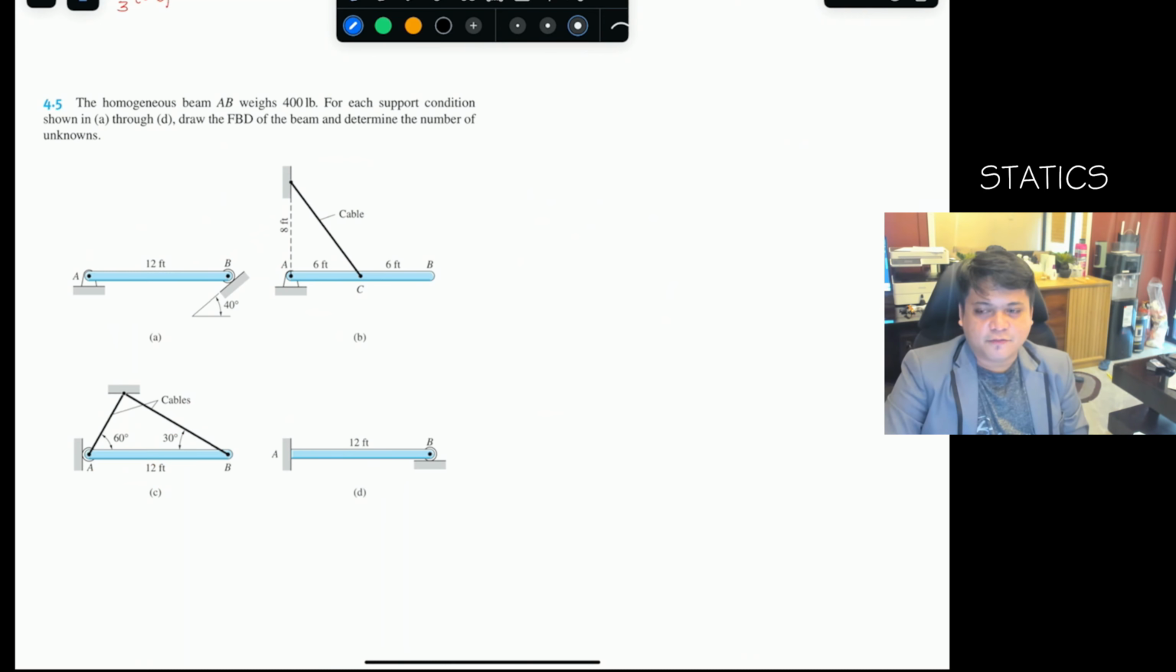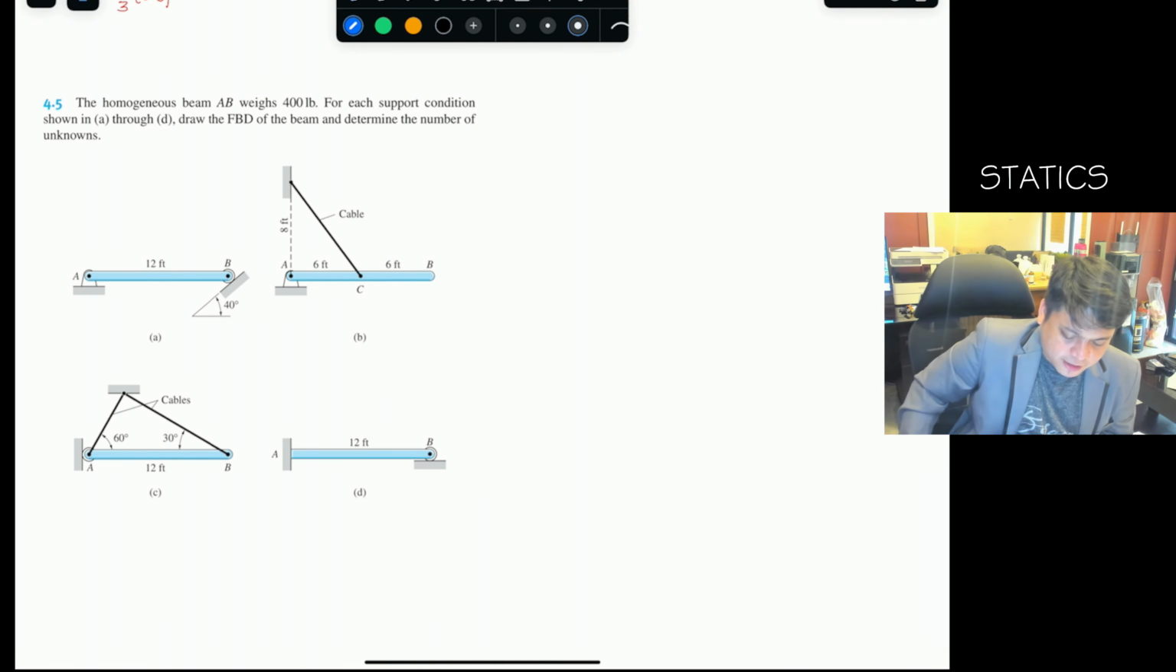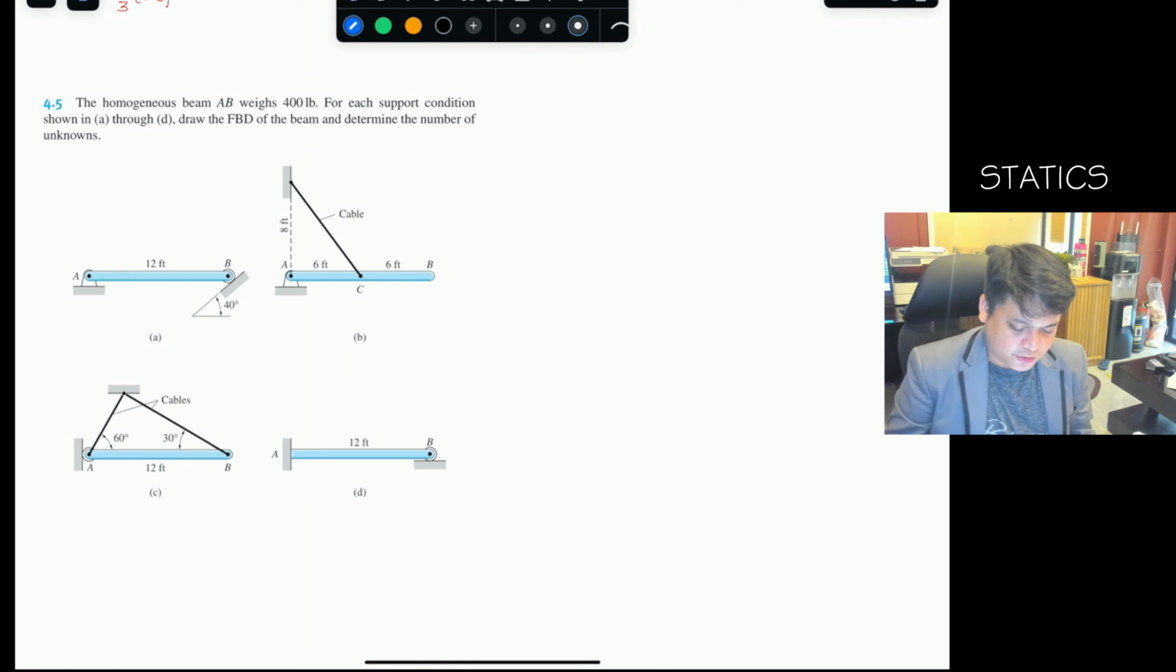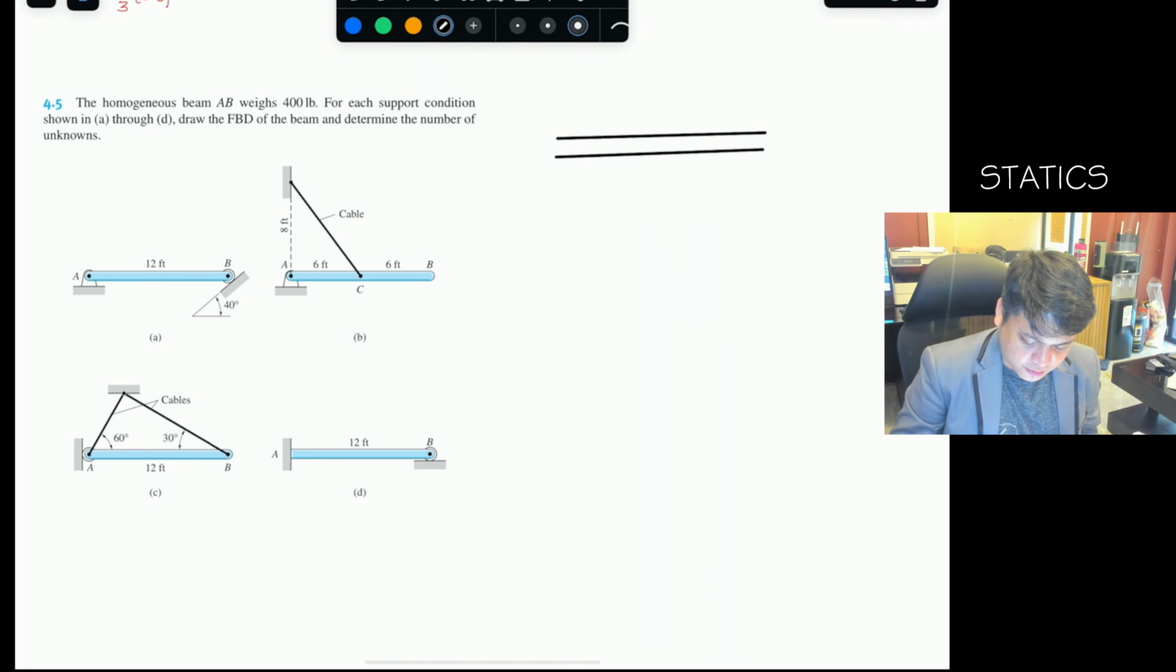Okay, so let's have the problem 4.5. The homogeneous beam AB weighs 400 pounds for each support condition shown, A through D. Draw the FBD of the beam and determine the number of unknowns. Okay, so unahin muna ulit natin yung letter A. Okay, so mag-drawing ka muna ng beam. Okay, so draw ka ng beam.